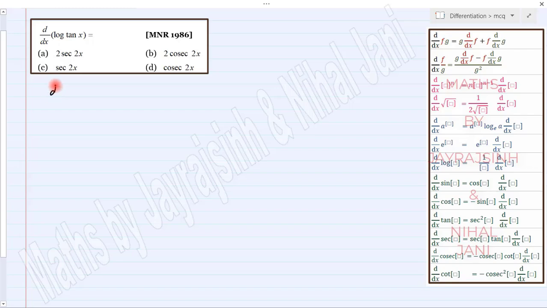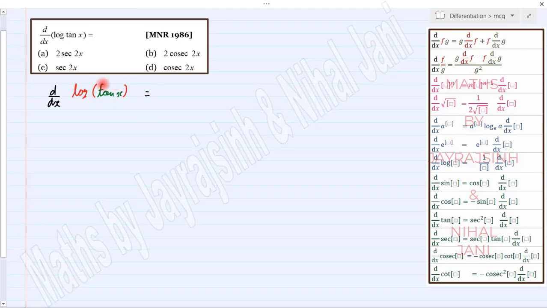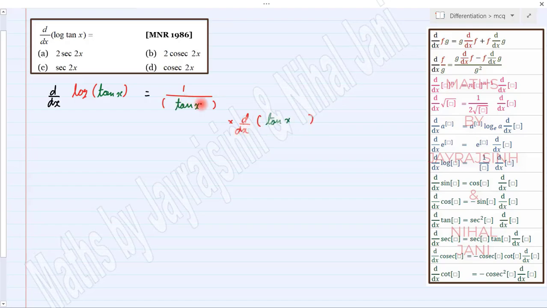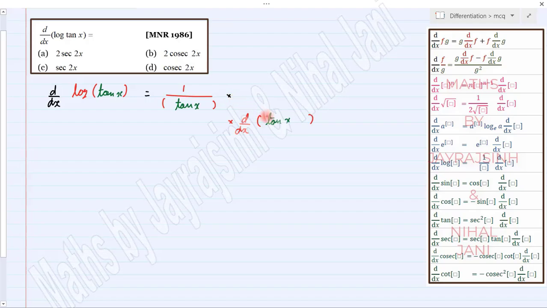Here we have to find out differentiation of log tan x. Here your inner function is tan x, so we have to consider a box around it. Differentiation of log box is simply 1 upon box into differentiation of box. Within the box we have tan x, so we just have to multiply differentiation of tan x, which is sec square x.